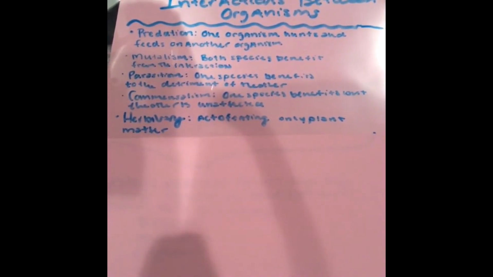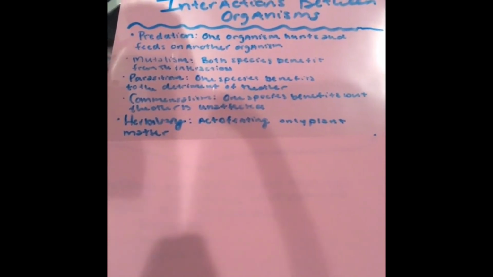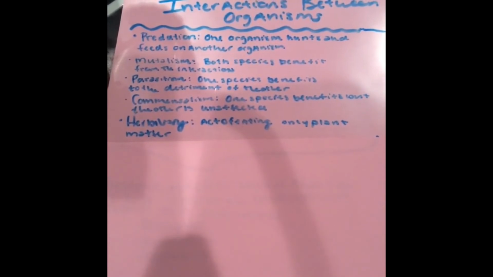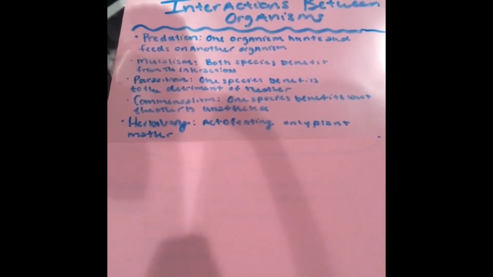One such example of parasitism is leeches that attach to an organism's skin and prevent blood clotting from occurring. Commensalism is where one species benefits but the other is unaffected. Finally, herbivory is the act of eating only plant matter.